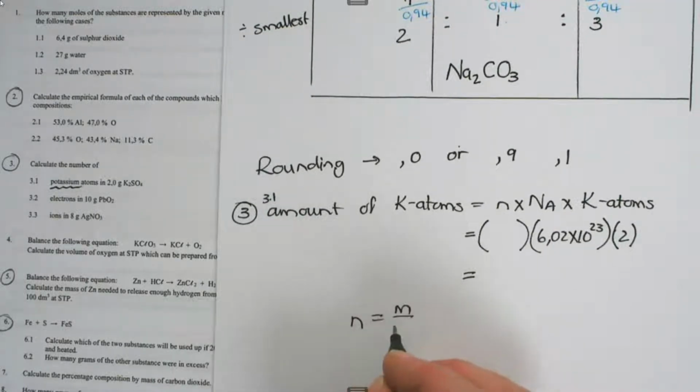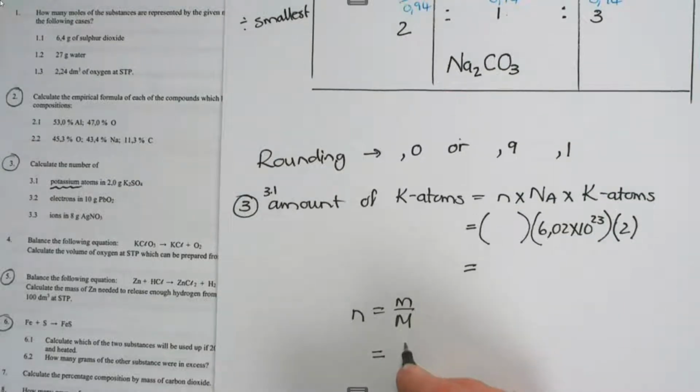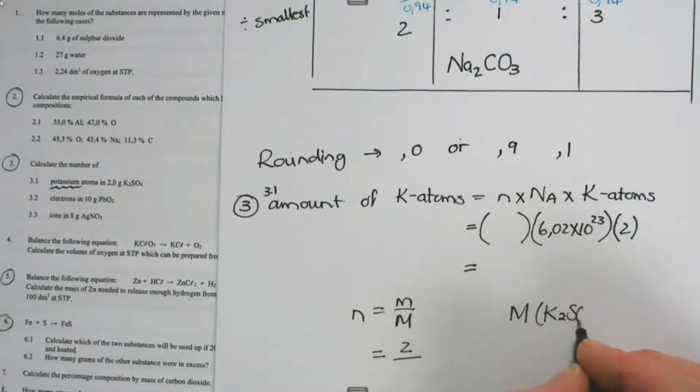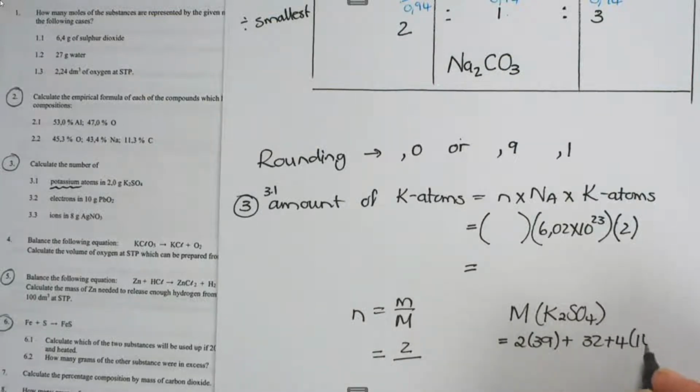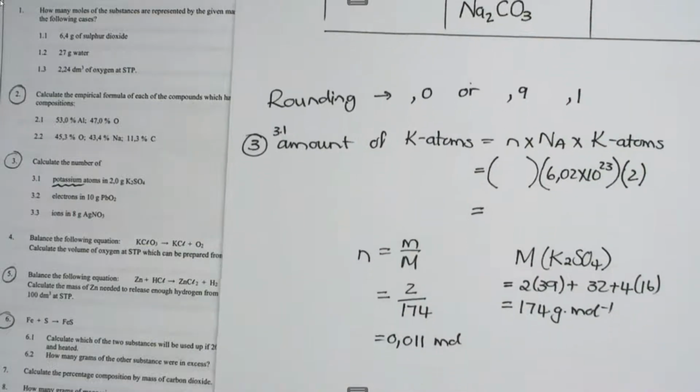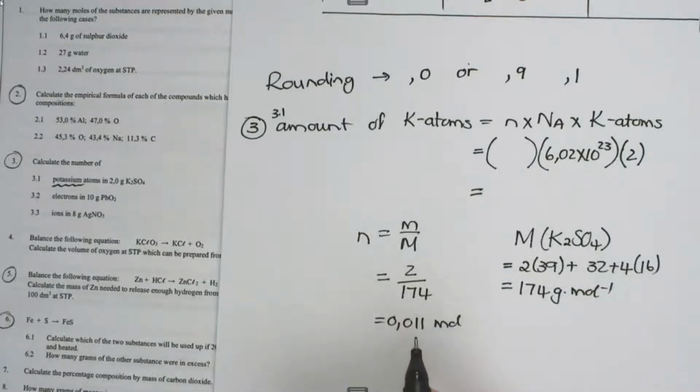N is small m divided by capital M. So I'm going to say it is 2 grams, but when I use the formula, the molar mass, I must use the whole thing. Although it's just potassium atoms that I must calculate, I must use the whole potassium sulfate mass there. So it's 2 times 39 plus 32 times 4 times 16, which gives you 174 grams per mole. And then you say on your calculator 2 divided by 174, so it's 0,011. I write down the rounded number there, but please keep that whole number on your calculator.